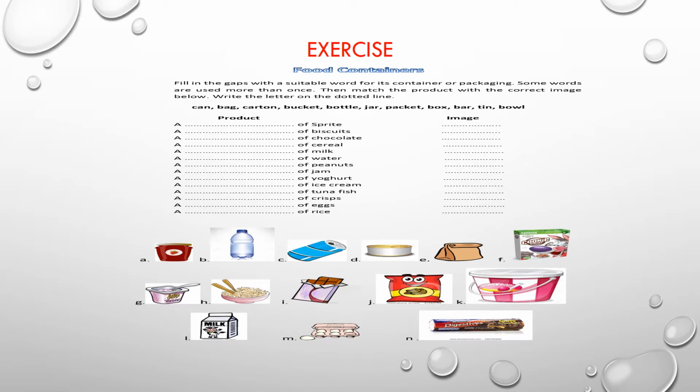So, for example, they have product A, Sprite. They need to identify the correct picture that relates to the product. So, for example, a bottle of Sprite. Another example, they have a blank of cereal. So the correct answer is F, a carton of cereal or a box of cereal.